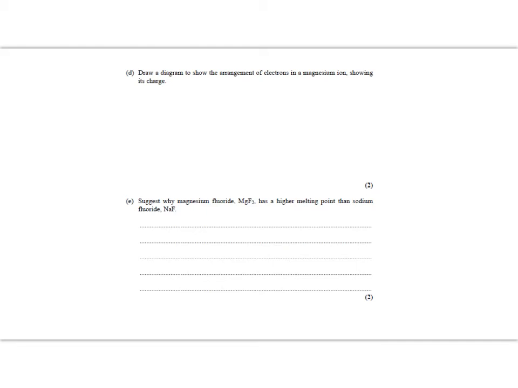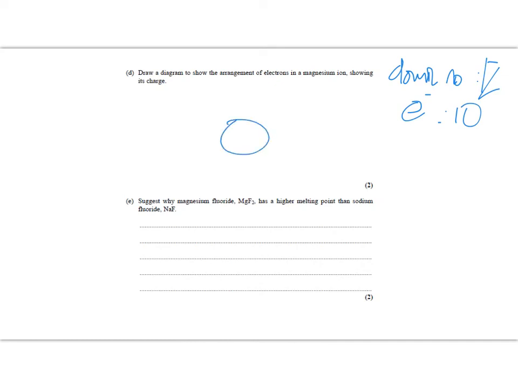And here's our penultimate sheet. Draw a diagram to show the arrangement of electrons in a magnesium ion showing its charge. Well, magnesium, you need to find that on the periodic table. It's in group 2 and it has an atomic number of 12. Now, because it's in group 2, when it forms an ion, it'll lose 2 electrons, so we'll only have 10 electrons, and those electrons are going to be rearranged.